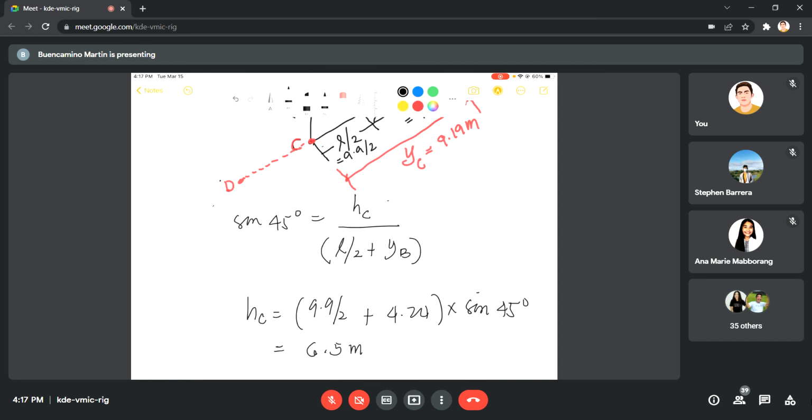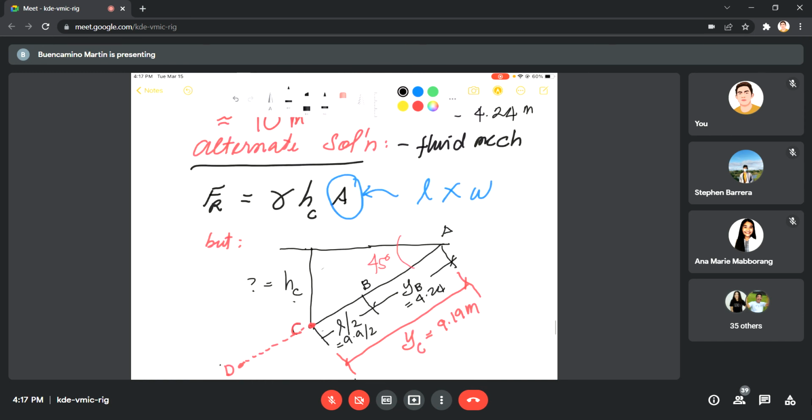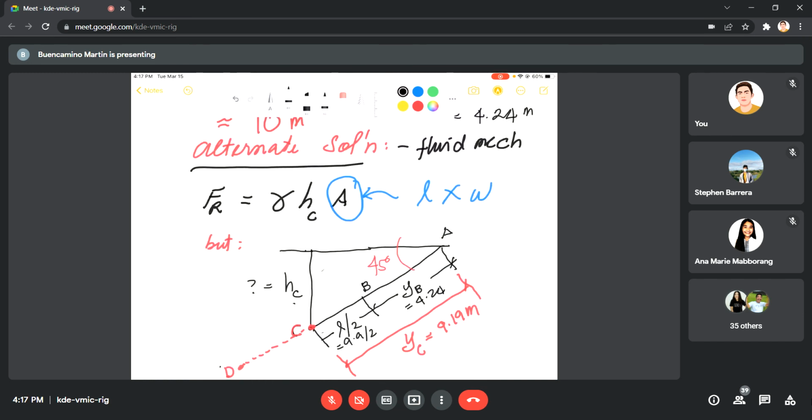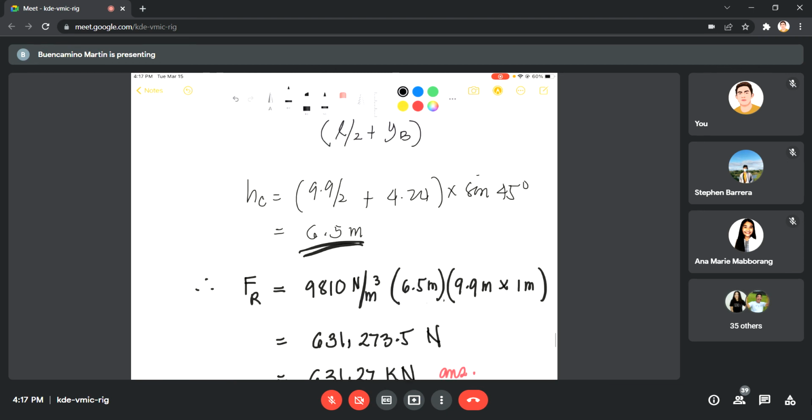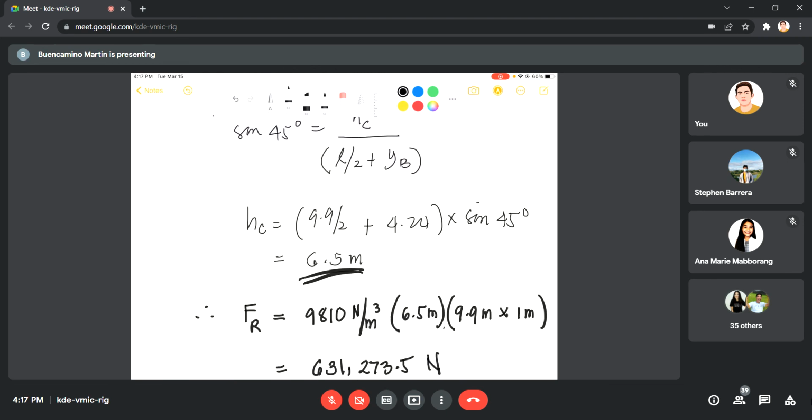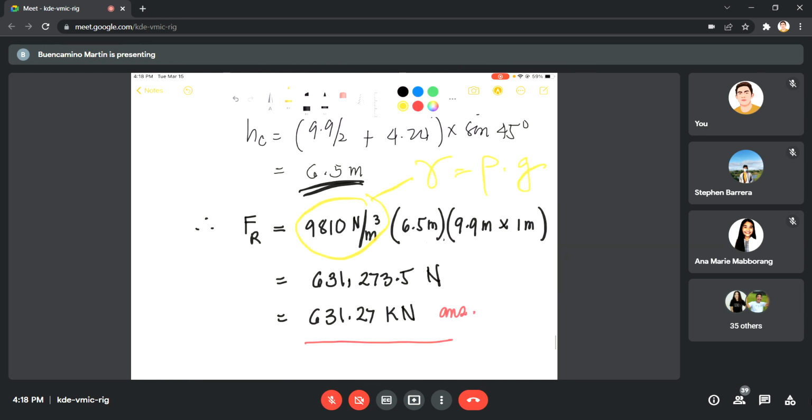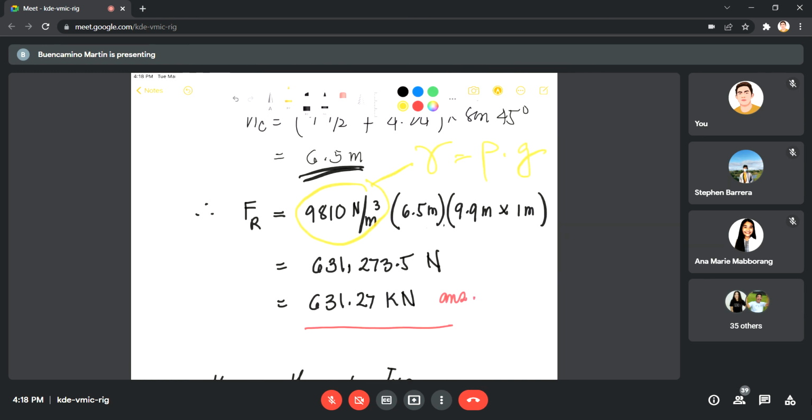So kunin natin ito, kailangan natin kasi ito sa formula natin eh. Hindi natin alam yung H sub C kanina eh. Okay, and then substitute natin as F sub R natin. Okay. So remember class, ito yung gamma, ito yung lambda natin ha. Lambda, which is also equal to rho times G kung ayaw mo ng lambda. Di ba? So ang lumabas is 631.27.